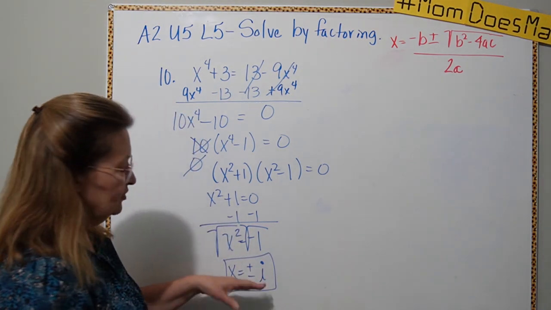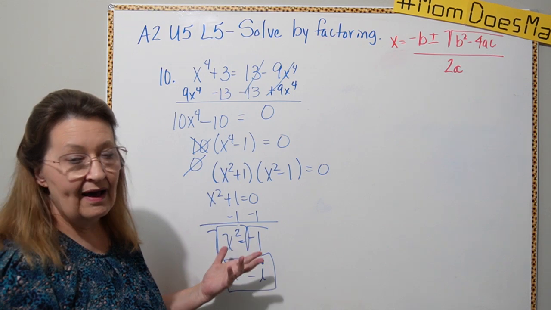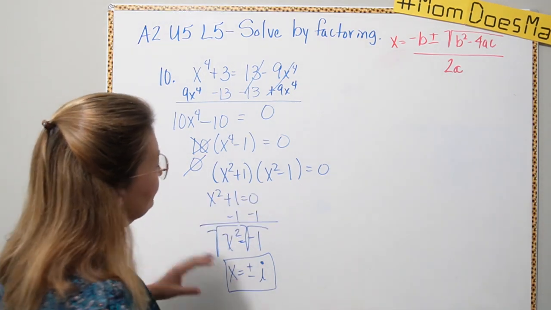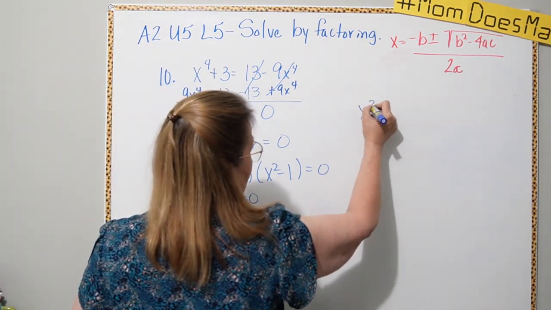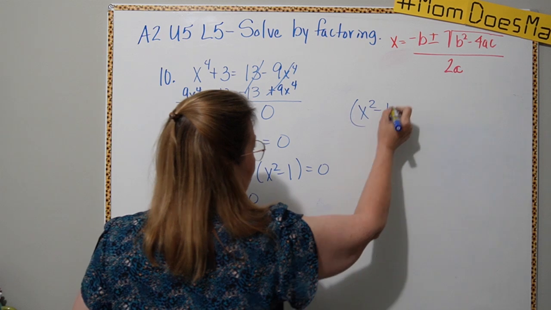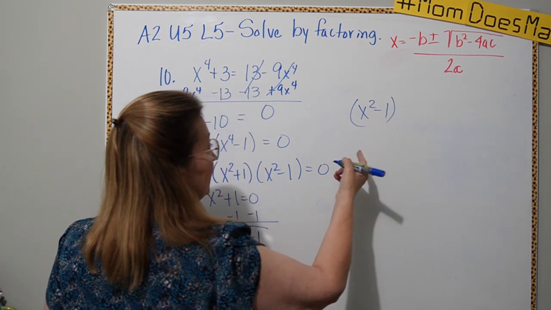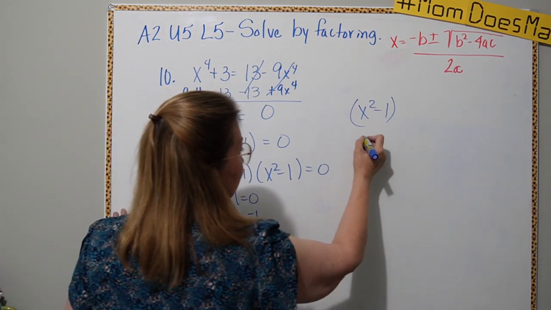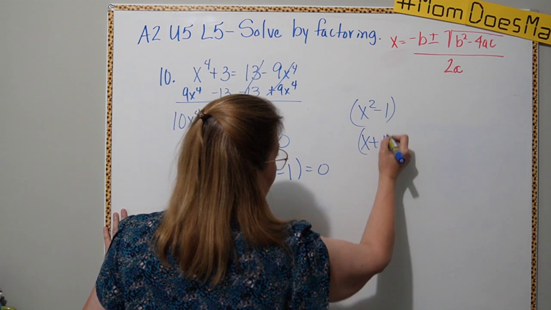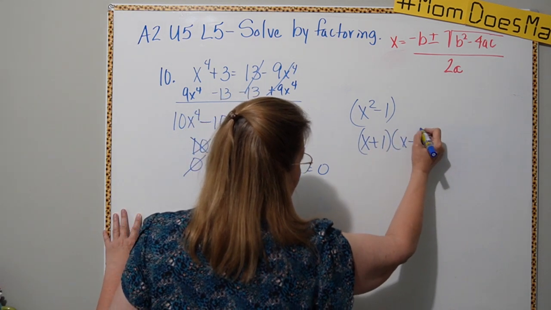So your first answer is plus or minus i. All right. Now let's look at x squared minus 1, and I'm going to come over here for this one because first off it will factor. It's a difference of two squares, so I can do x plus 1, x minus 1.